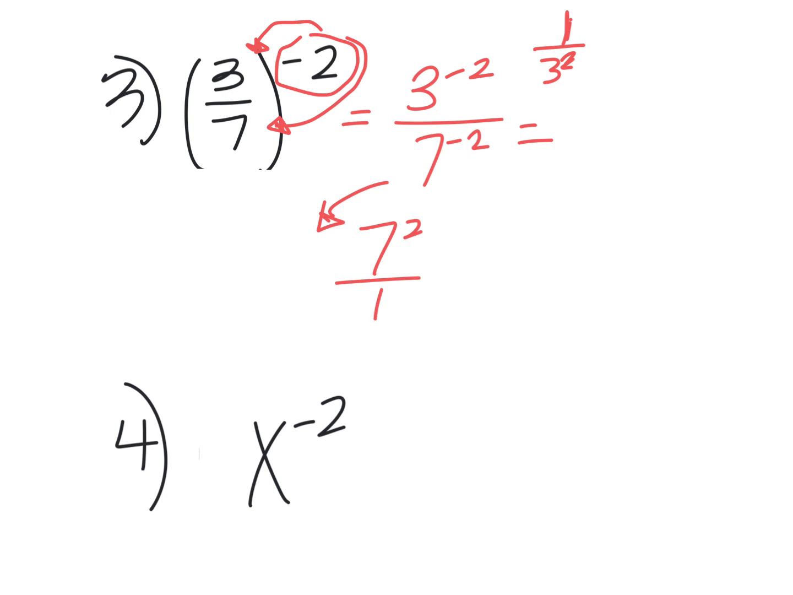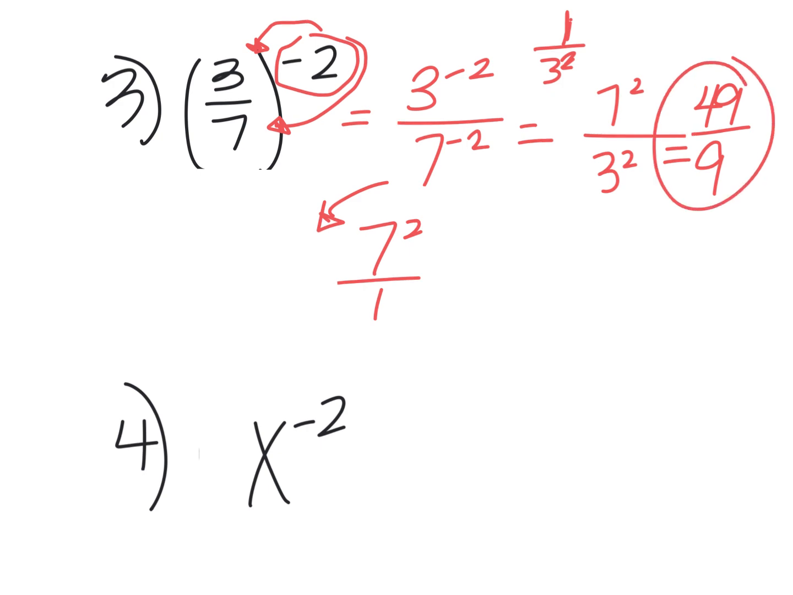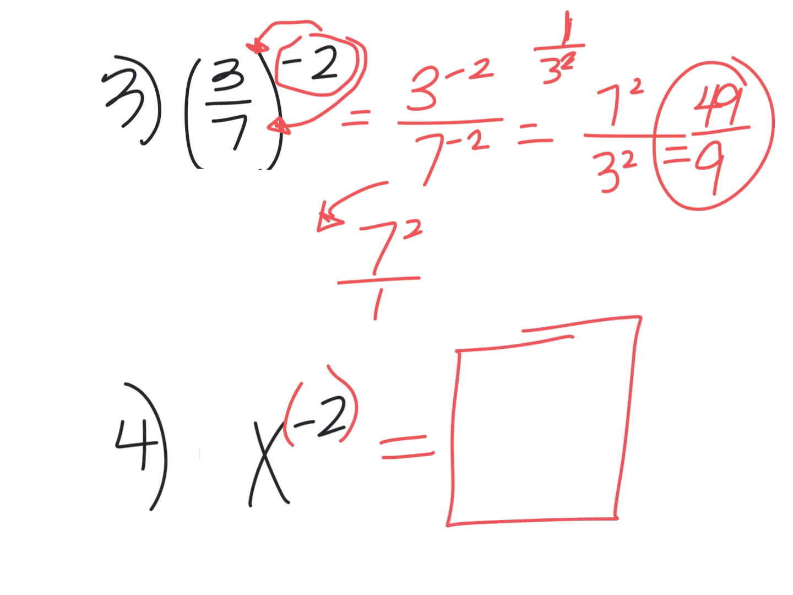So then if we put those together, we actually have 7 squared on the top and then 3 squared on the bottom. And I know that 7 squared is 49 and 3 squared is 9. So then we would have 49/9. X to the -2nd power is going to be, so it's a negative power. So that means that you're going to make it a positive exponent and put it on the bottom of the fraction. So you do that and put your answer in.